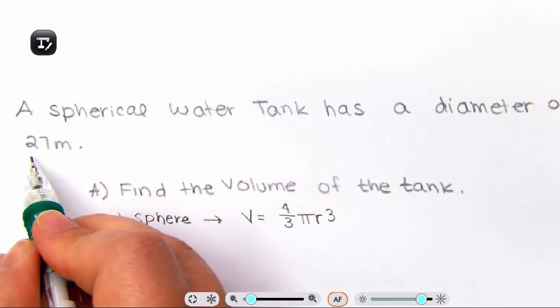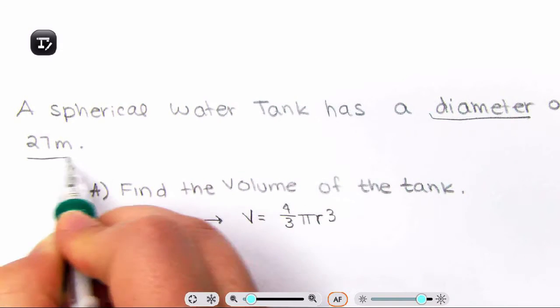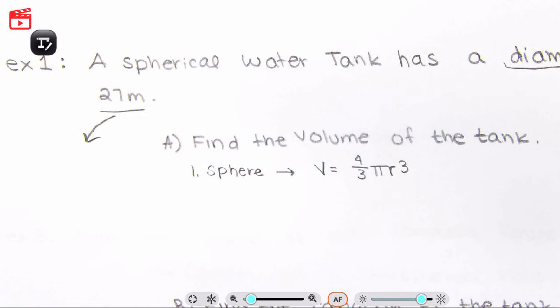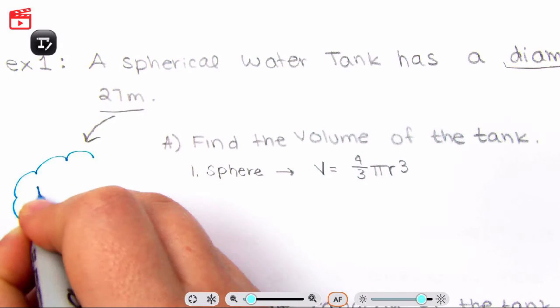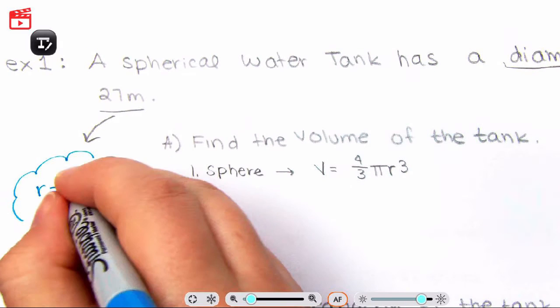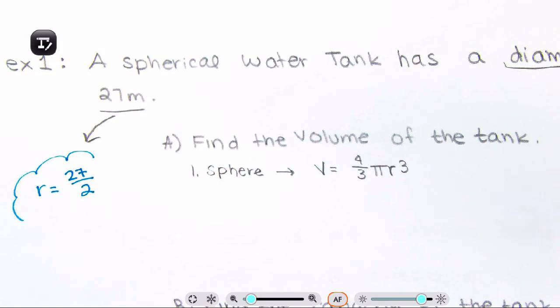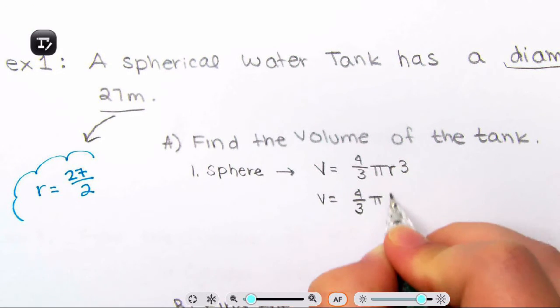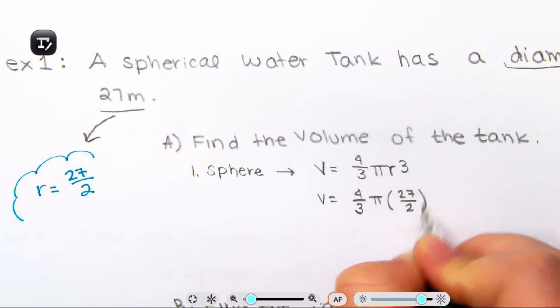Now, they did tell us that the diameter is 27. So we know that if the diameter is 27, the radius is half of that. So we're saying 27 halves, or 27 divided by 2. Now notice that I'm not rounding yet. You don't want to round until the end, okay? So keep it as 27 divided by 2. And then when you're working with this, sometimes things will cancel out and everything. Okay. 4/3 pi 27 halves cubed.